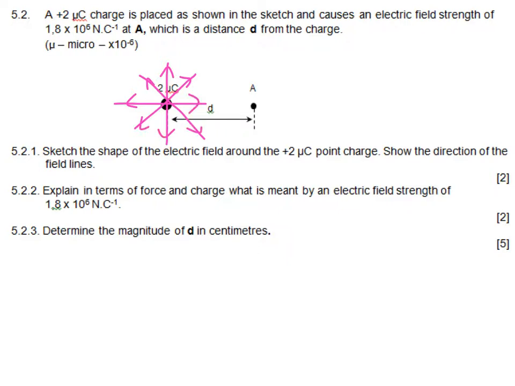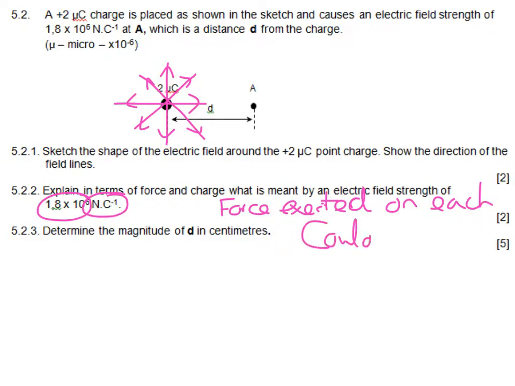Explain in terms of force and charge what is meant by electric field strength. Newtons per coulomb, so it is the force exerted. It's this 1,8 times 10 to the power of 6 newtons of force are exerted on each coulomb of charge. So it's not difficult, it's just knowing what they want you to answer in that.